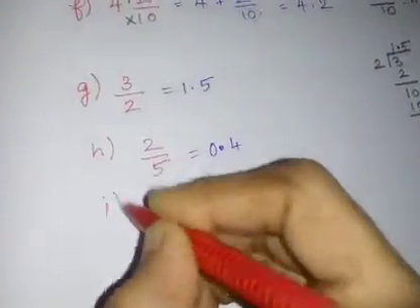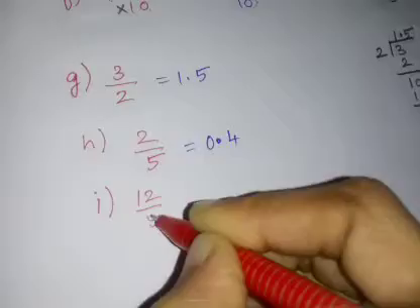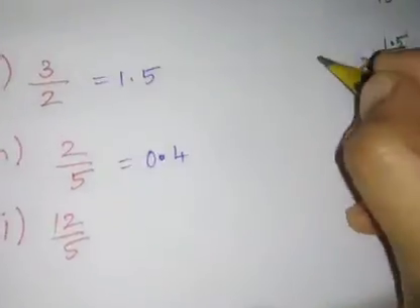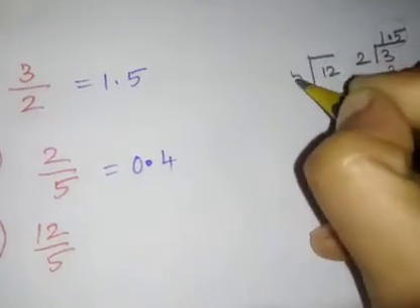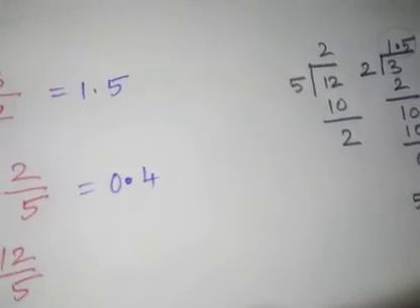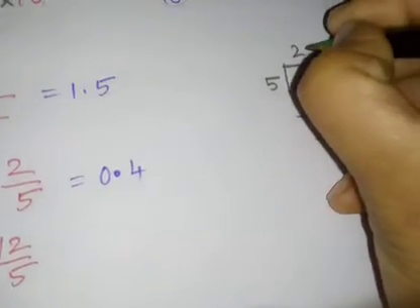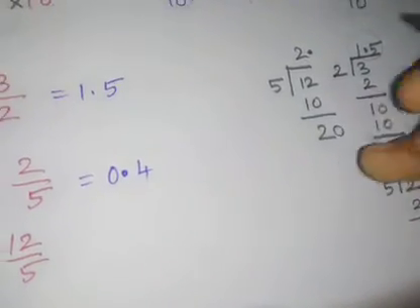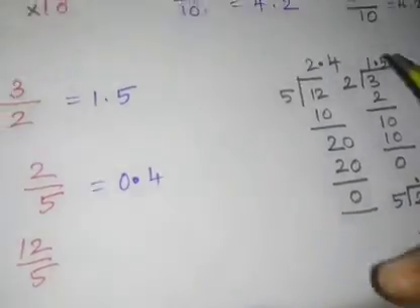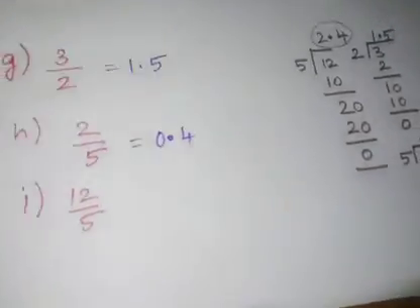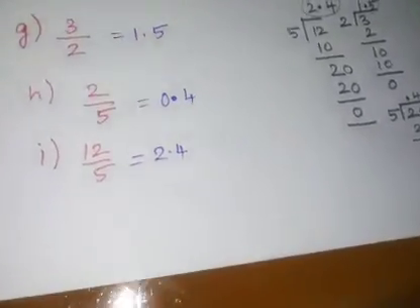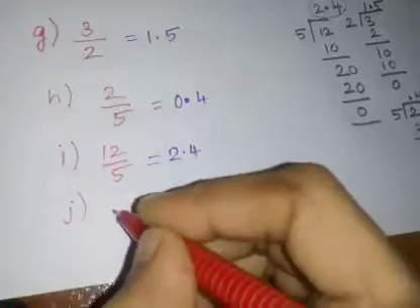Okay, next, problem I. 12 by 5. As usual, division. 12 inside, 5 outside. 5 twos are 10. Remainder 2. Can we divide this 2 by 5? No. So put a decimal point and insert a 0. 5 fours are 20. Remainder 0. So what is the decimal number you are getting? 2.4.